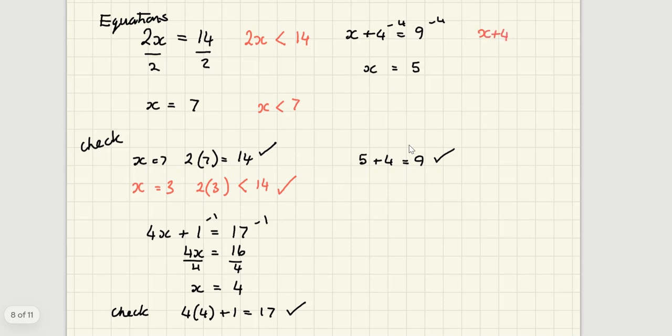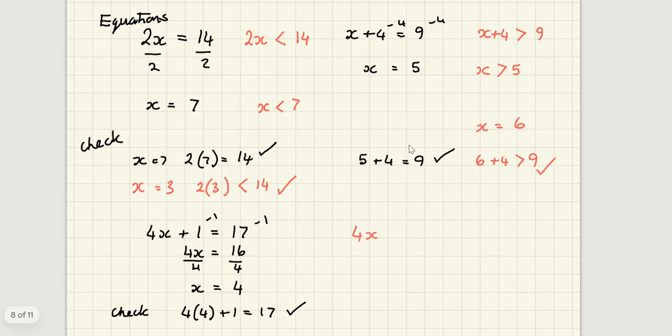Turn this into an inequality. What if x plus 4 has to be greater than 9? Well, x must be greater than 5 to make that true. How do we check it? We're going to check with x being a number greater than 5. 6. Oh, boring. And then we say 6 plus 4 should be greater than 9. It is. I'm happy.